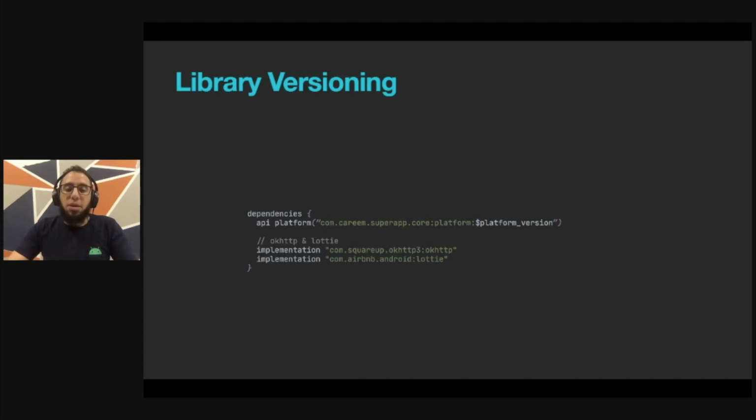From the usage side, you have this block inside your own dependencies block where you say api platform, and you point to this platform artifact that you published containing these rules and limits. And if you notice here, I drop the version on OkHttp and I drop the version on Lottie because it will pick them up automatically from the actual platform dependency. And if I were to manually change OkHttp to a higher version, it would break at compile time.